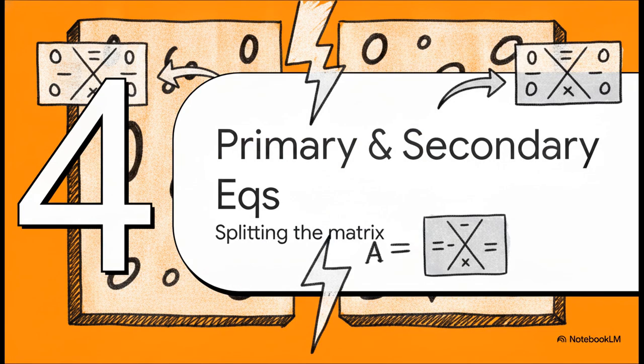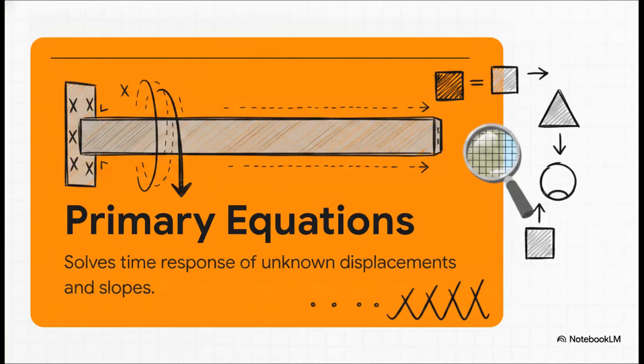Moving on to Section 4, primary and secondary equations. Because we applied those zeros, our single giant matrix equation naturally splits apart into two distinct, highly useful equations. The first split gives us the primary equations. By definition, these are the equations we extract to solve for the time response of the unknown displacements and slopes, usually using numerical techniques. In plain terms, this is our main tool for calculating exactly how the rest of the beam, the free parts not bolted to the wall, will bounce, move, and bend over time when a force hits it.